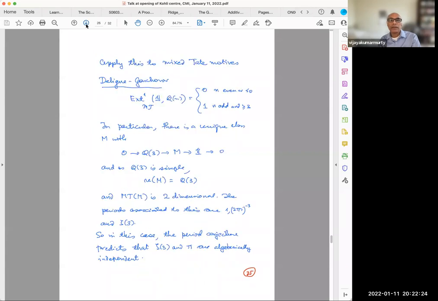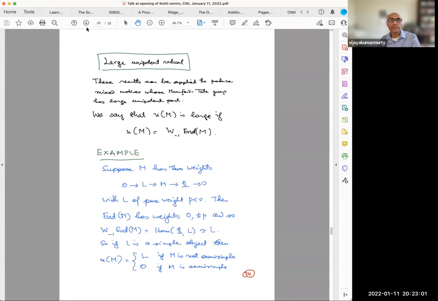Now, Deligne and Goncharov also compute extensions of mixed Tate motives in the following way, of one by Q(n). There is no non-trivial extension for n even, but for n odd, the space is exactly one dimensional. So there's a unique class of an extension. In particular, if I choose three here, there's a unique extension of this kind. And since Tate motives are simple, the unipotent radical of the Galois group for M must be all of Q(3). This is non-split by the example I just explained.